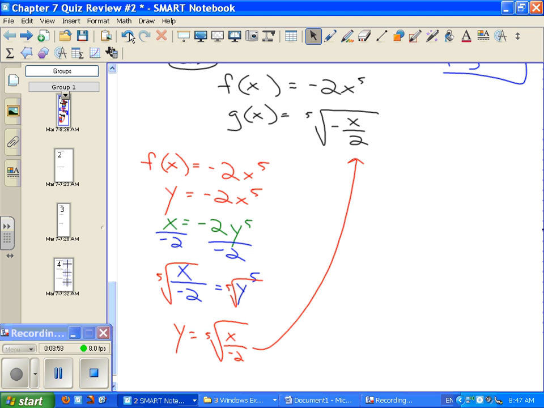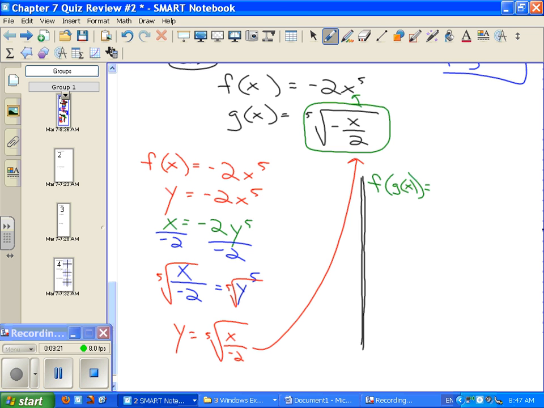Now, as we were practicing a little bit on Friday, the other method, and I think some of you guys kind of liked it, is the composition method. You can take one of these functions and put it in the other one. So if we go f of g of x, in other words, I'm taking this g function and putting it in for that x.